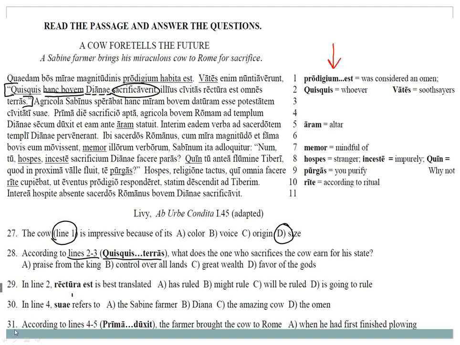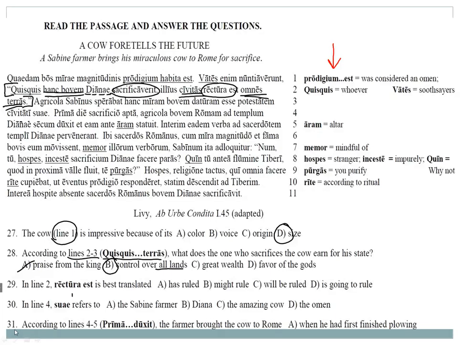So let's keep going. We have civitas, that looks like civilization or civil, probably something about the state. Rectura est, which doesn't help me at all. I don't know what that means. Ignore it. Then we've got omnes terras. Oh, omnes terras, I know that. All land. Let's see. Praise from the king? No. All the lands. Sweet. B. Don't make it any more complicated than it is.